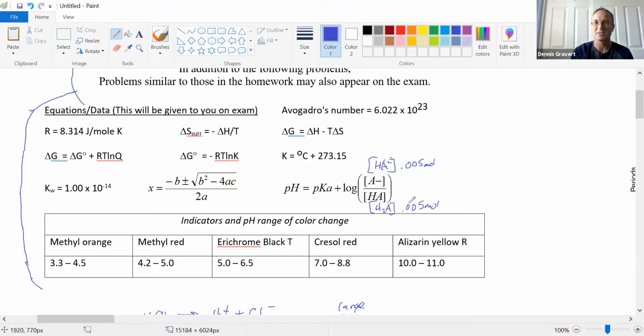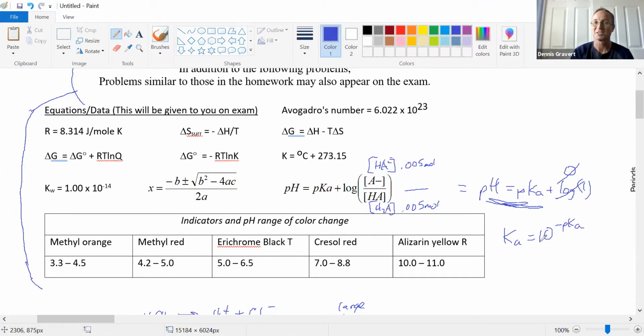And 0.005 divided by 0.005. So this number divided by that one is equal to 1. Then we're going to have pH equals the pKa plus log of 1, and the log of 1 is equal to 0. So whoa, measure the pH right now, and you actually have the pKa. And the Ka, if you know the pKa, is 10 to the minus that value.